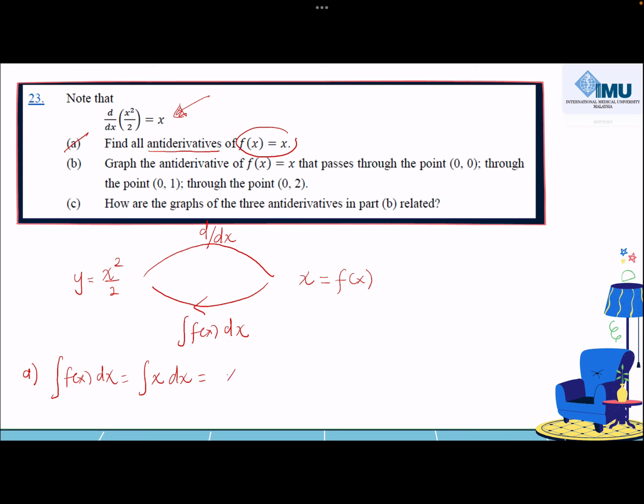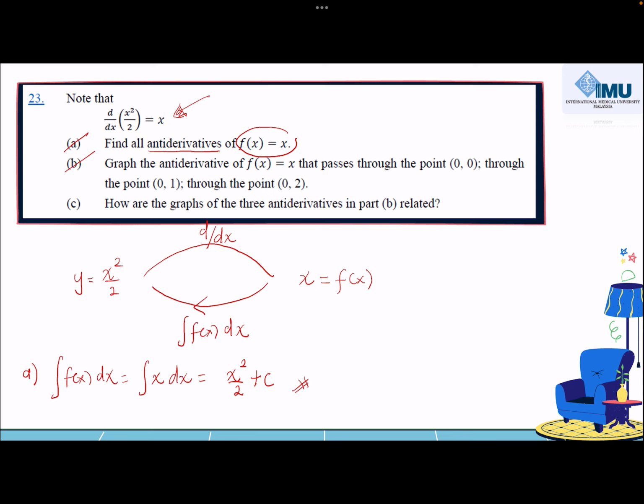Integrating x will give you x squared over 2. However, since your integration is indefinite integration, you always need to add in the arbitrary constant c at the end. So this is the antiderivative of your f(x).